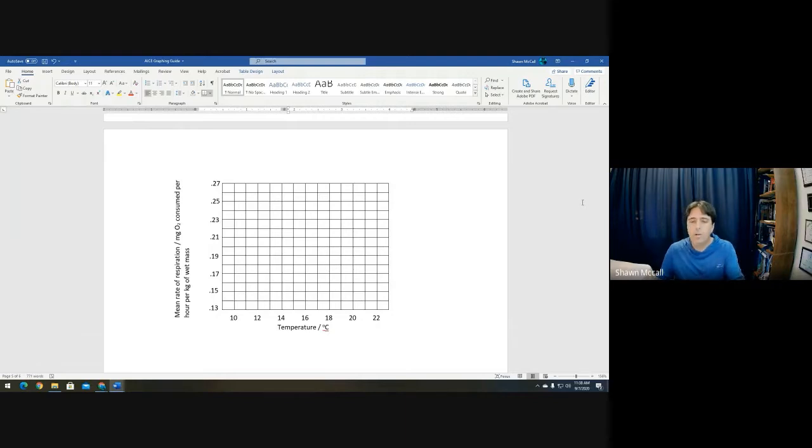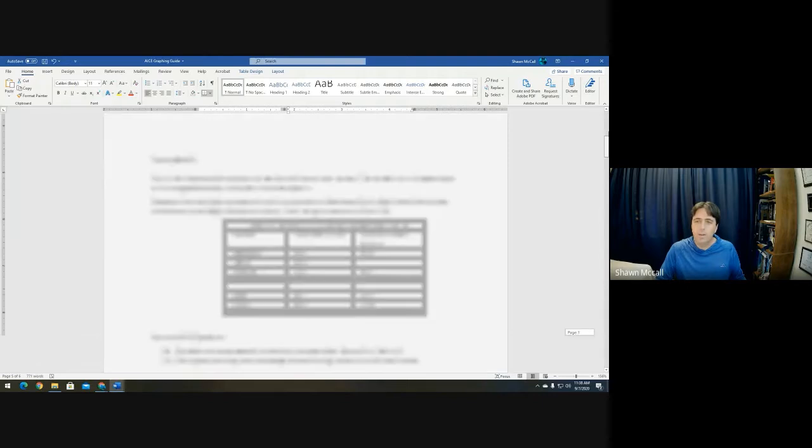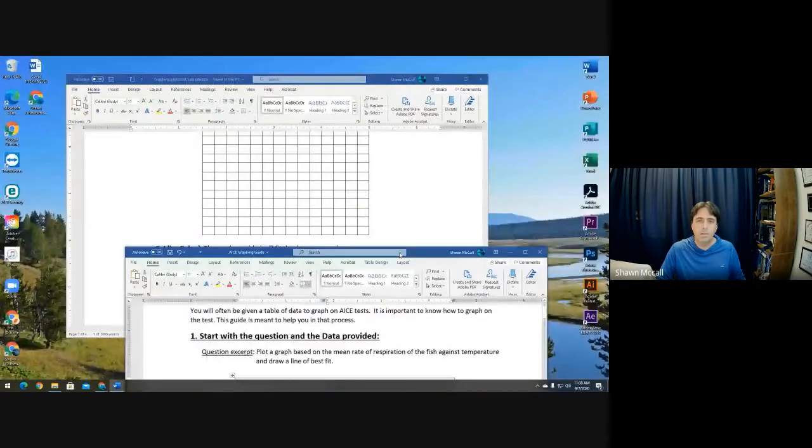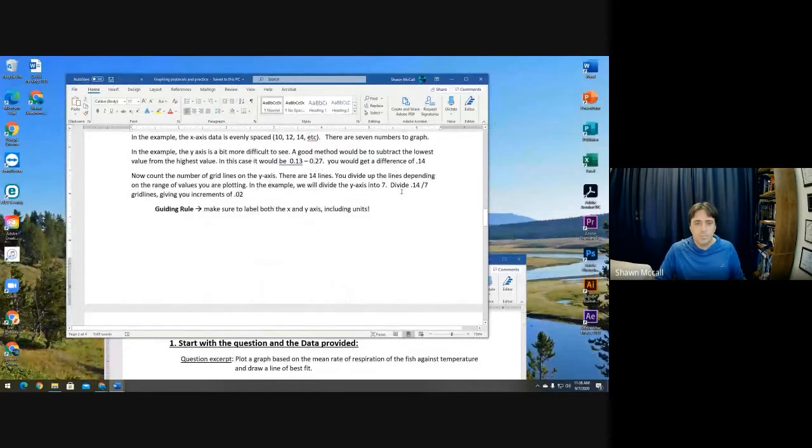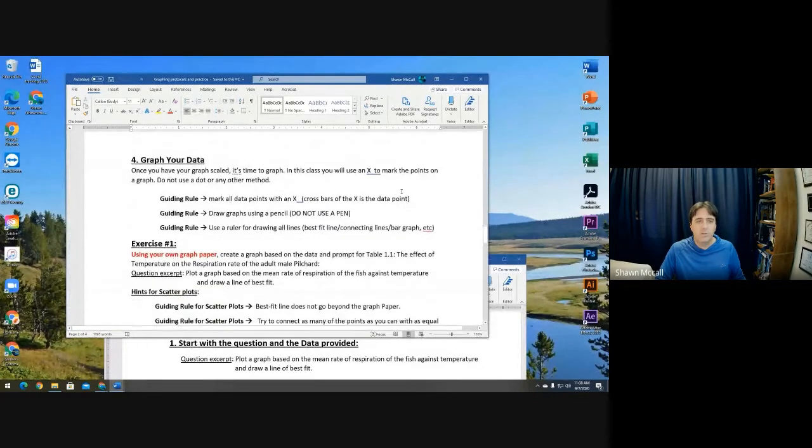Now what you're going to do is graph your data. Once you have your graph scaled, it's time to graph. In this class, you will be using an X to mark the points on your graph. Do not use a dot or any other method. You can put a dot for the point and then put an X with the dot at the center, that's fine, but you want to use an X. Mark all data points with an X, cross bars. X marks the spot.